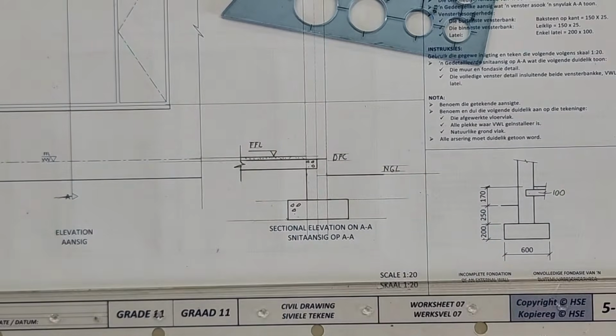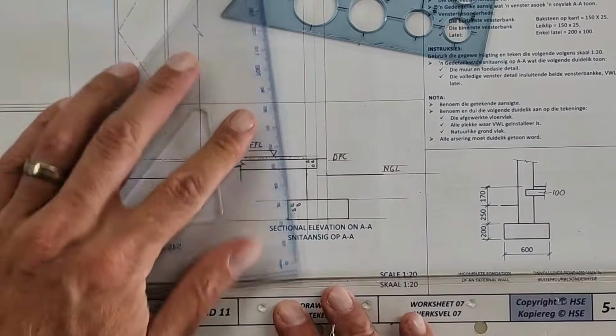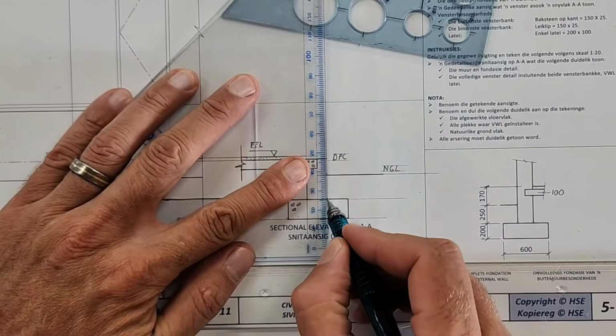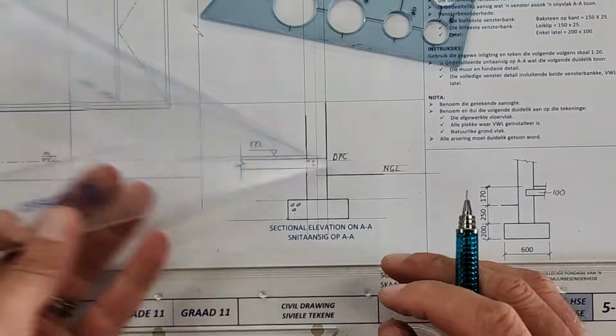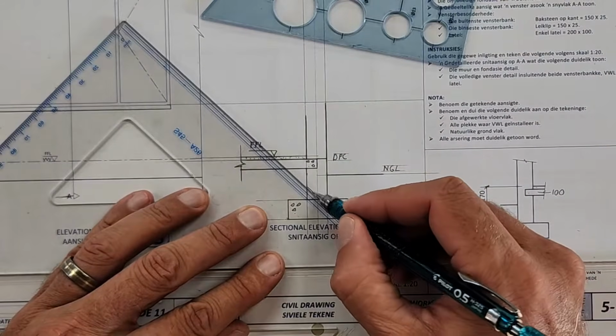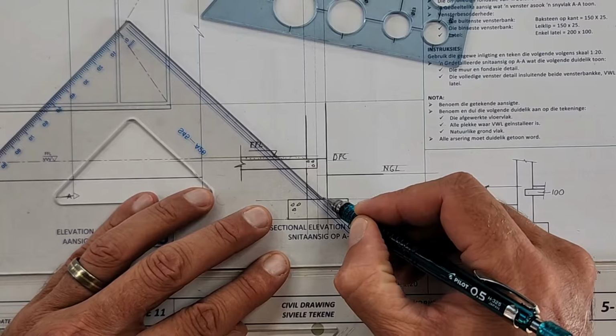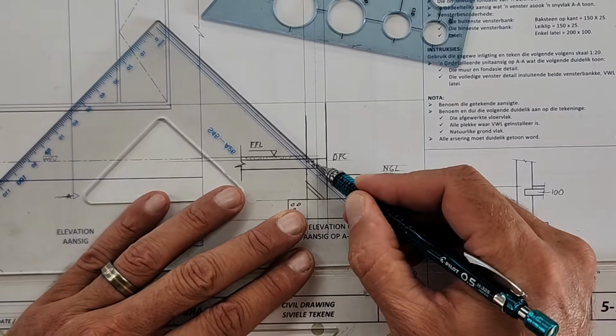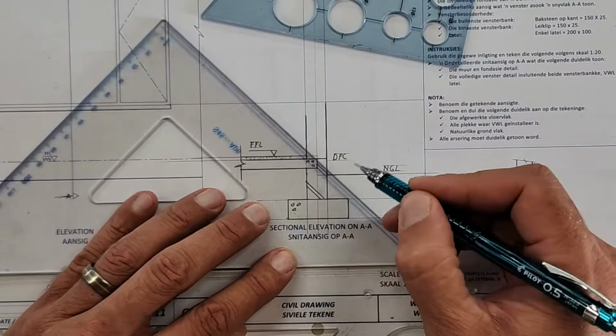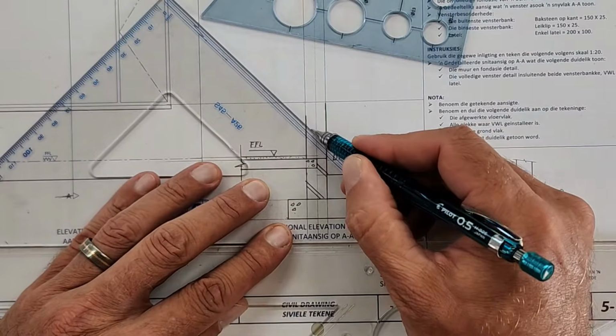Alright, I'm going to hatch this for you to see. That runs like this, and that's at 45 degrees. Two lines close to each other. Then the spacing, again two lines, similar spacing.